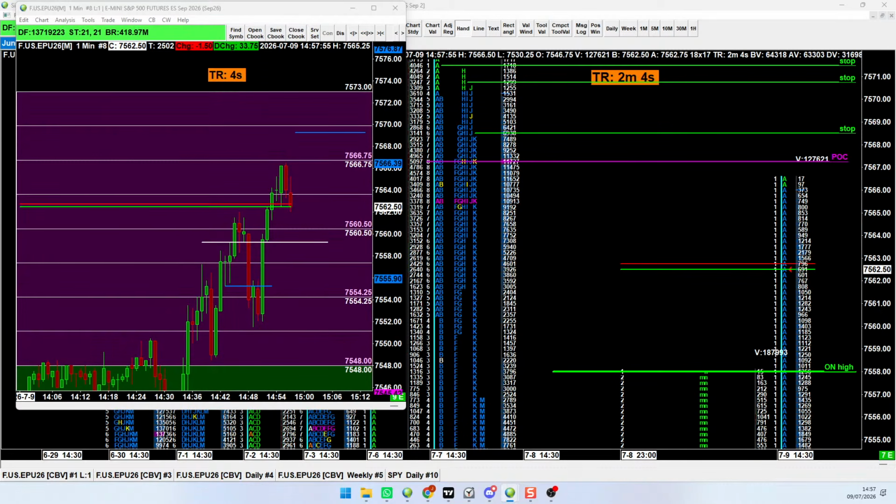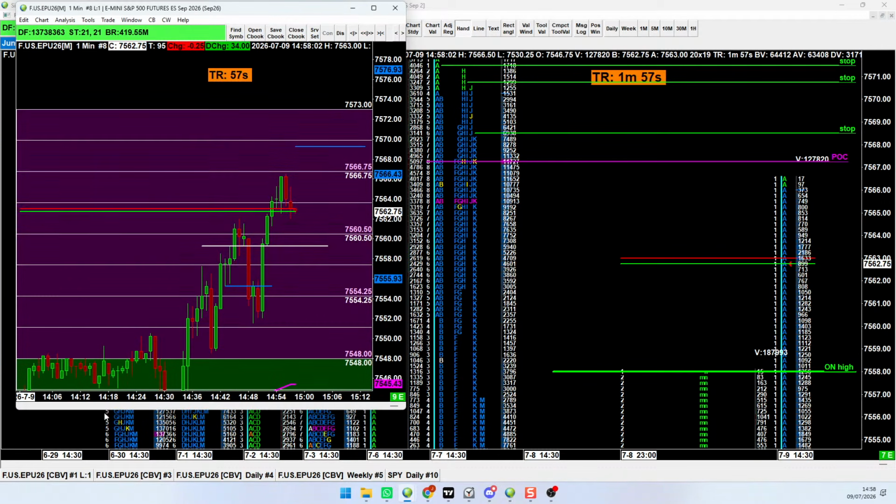That's when the buyers are fighting each other. Control is after rejection of a level. There's no control. There's only commerce.